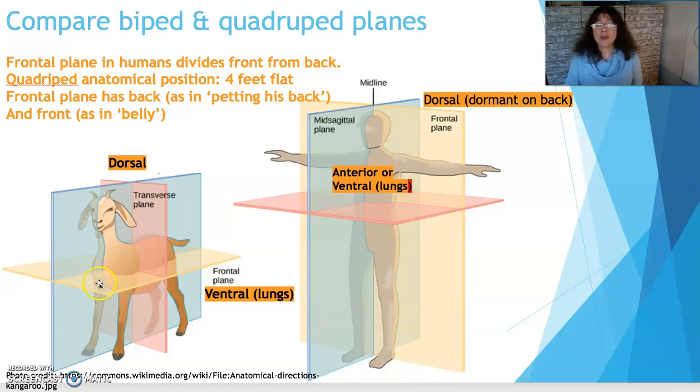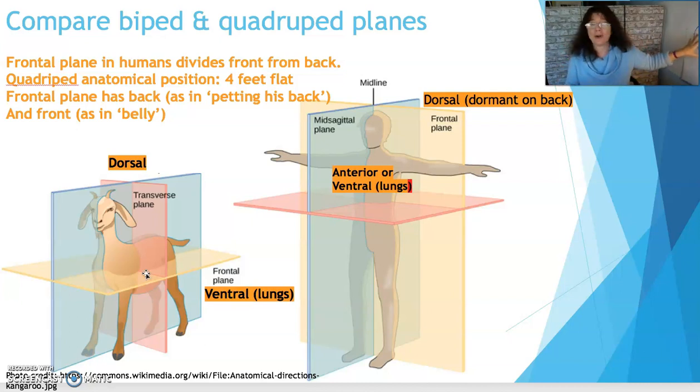So we still have the same relationship to the body parts, but the plane switches its orientation based on that. So when you have a frontal plane in a quadruped, it is dividing out the dorsal side, like you would stroke the back of a goat or a dog, that side, versus the belly side, which we really call the ventral side, because a goat's lungs or a dog's lungs are down here, just as they are with us. So this frontal plane and transverse plane can get confusing, but if you remember what you are referring to in terms of body parts, you will figure it out.